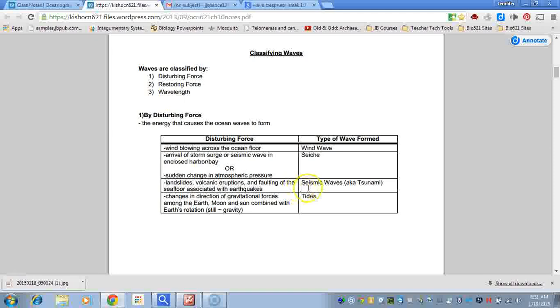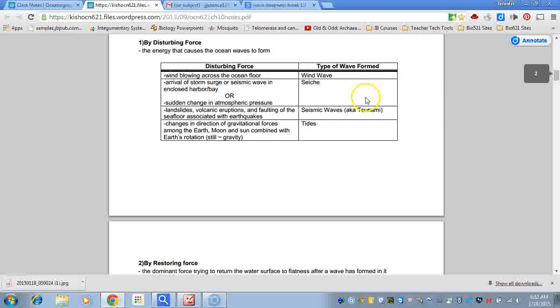The disturbing force for seismic waves, so an earthquake and accompanying tsunami, is landslides, volcanic eruptions, faulting of the seafloor, so how the plates move together. Okay, all those things that are associated with earthquakes. So a tsunami, if you remember, is caused when one plate is held down a little bit extra, then eventually it's going to give and let go, and when it releases back, it causes a great big wave that comes in. So the seismic waves or tsunamis are caused by basically all those things associated with an earthquake.